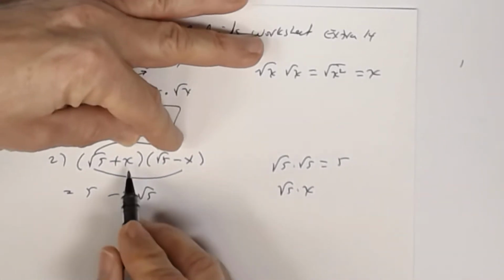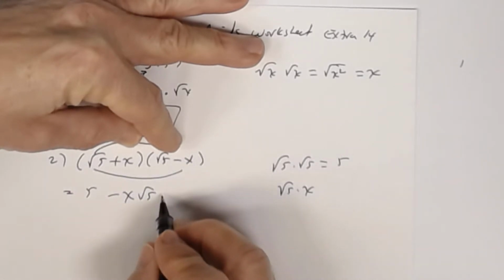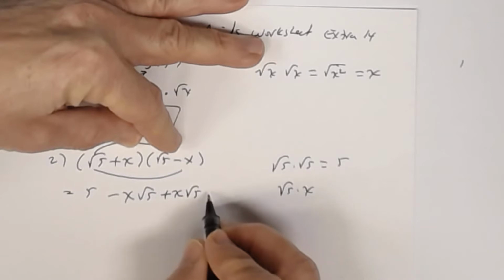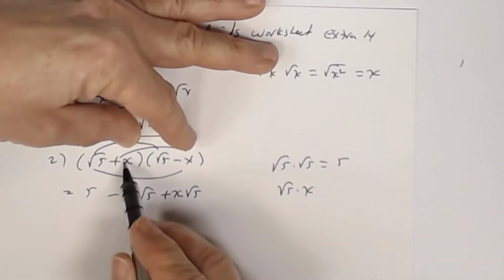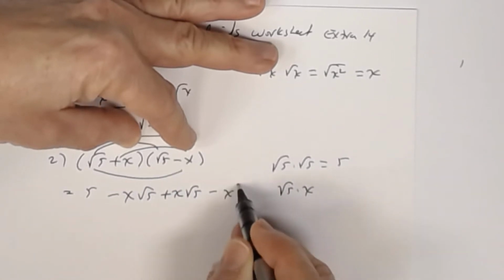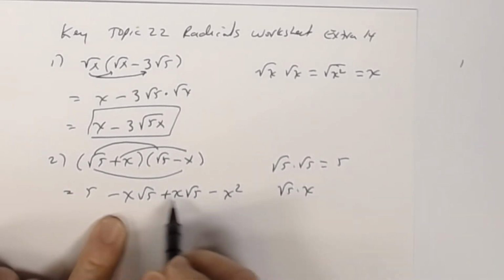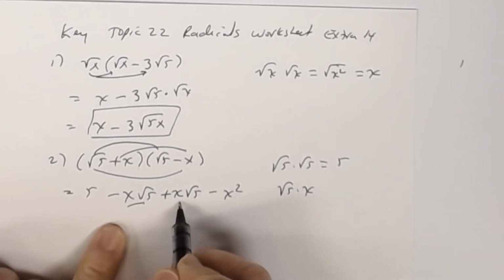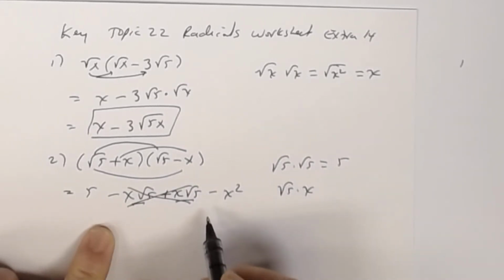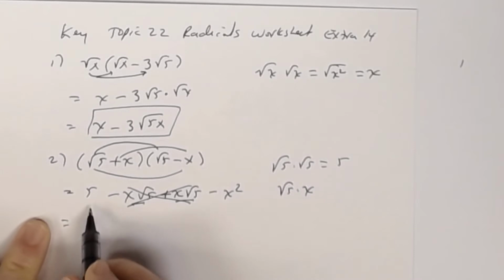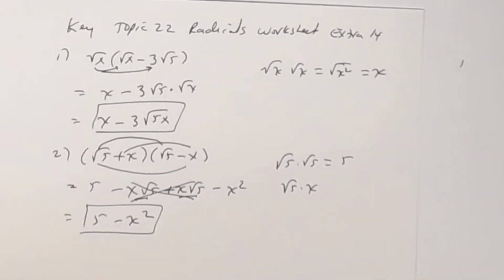The inner is the same thing, x square root of 5, except this one's positive, so plus x square root of 5. And the last, a positive times a negative is a negative, and x times x is x squared. Notice these terms are like terms, because you have x square root of 5 and x square root of 5. That's a negative one and a positive one, so when you add them up, that's 0. All you have then is 5 minus x squared. So that's number two, 5 minus x squared.